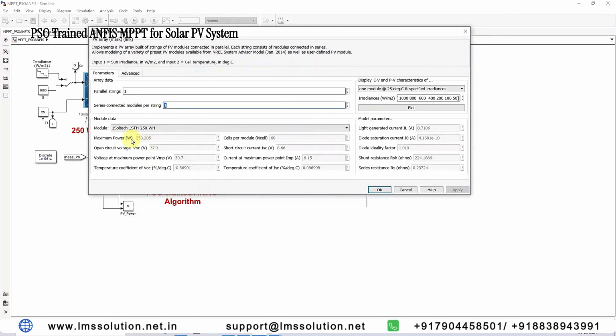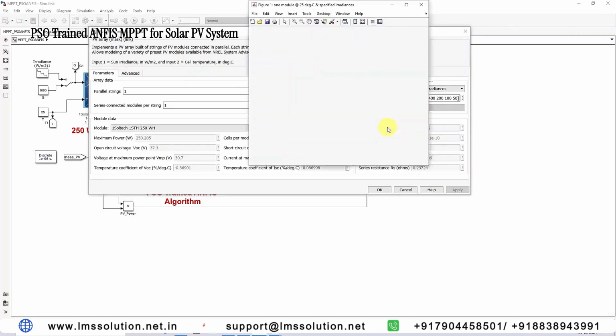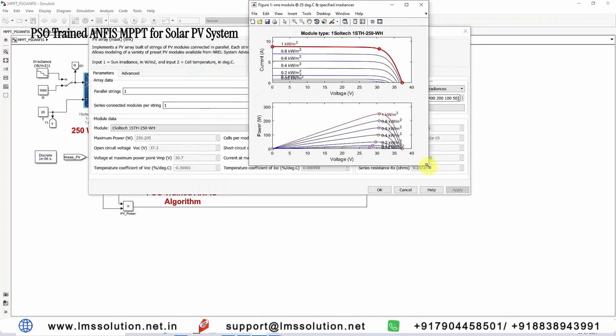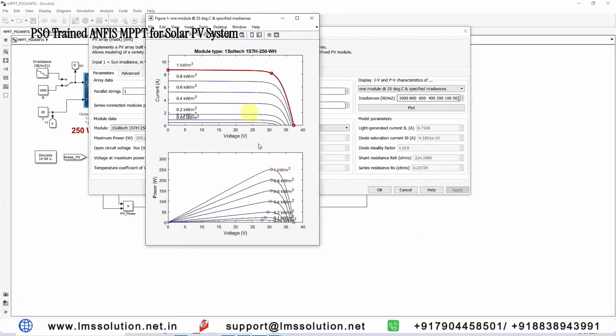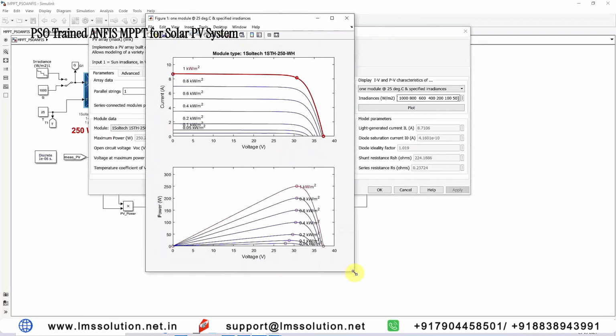So this is the rating of the PV panel. The maximum power is 250 watts at the standard test condition, that means 1000 watts per meter square and 25 degrees Celsius. The open circuit voltage of this model is 37.3, the voltage at maximum power point is 30.7, the short circuit current of this panel is 8.66 amps, and the current at maximum power point is 8.15. I'm also going to plot the IV and PV characteristics of the considered PV panel.